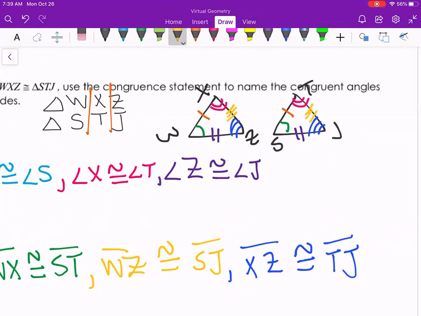So there's multiple ways that you can work these out. Either draw your picture or use your congruence statement and stack up your letters to find out which ones match.